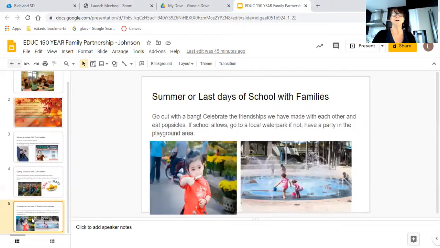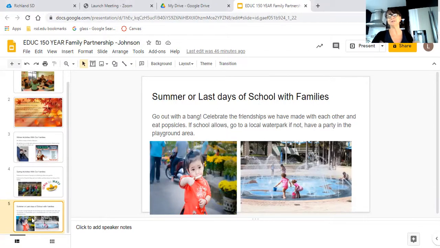And then, with school, we kind of go out with a blast. And I think you should. You've developed these friendships. Kids have bonded with each other. Parents have bonded with each other. So why not celebrate the friendship we've made, and go to the park if you're allowed to, or make your own. In ECAP, we're not allowed to leave premises. So each classroom schedules their own summer party.